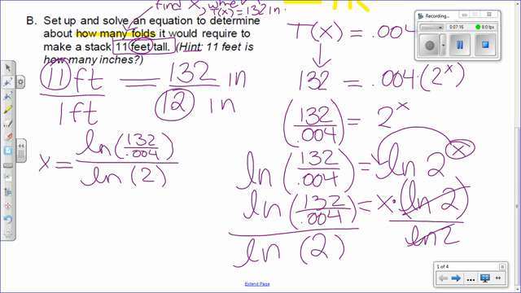So can you guys do that for me, please? And let's approximate. We're talking about folds, so let's approximate to the integer. Yes. And remember, you need to have natural log in both numerator and denominator.